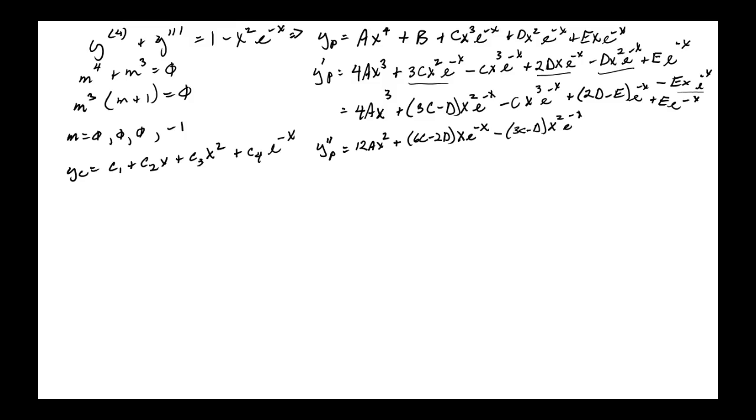Okay. We started with this one, and you got that one perfectly: 12a x squared. Now this one was a product rule. I'm going to do the one that's positive first. So that's 2 times 3 is 6c minus 2d, x e to the minus x. You drop the 2 by 1. And then the other one is going to be a minus because of this one, so it's going to be a minus 3c minus d, x squared e to the minus x.